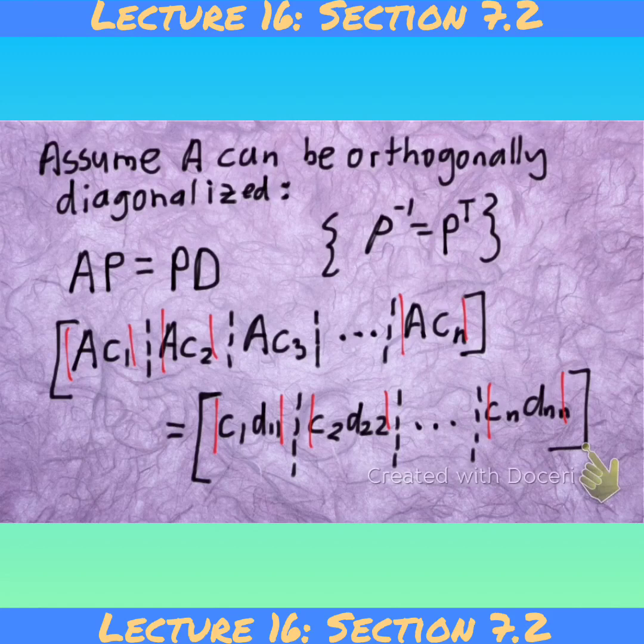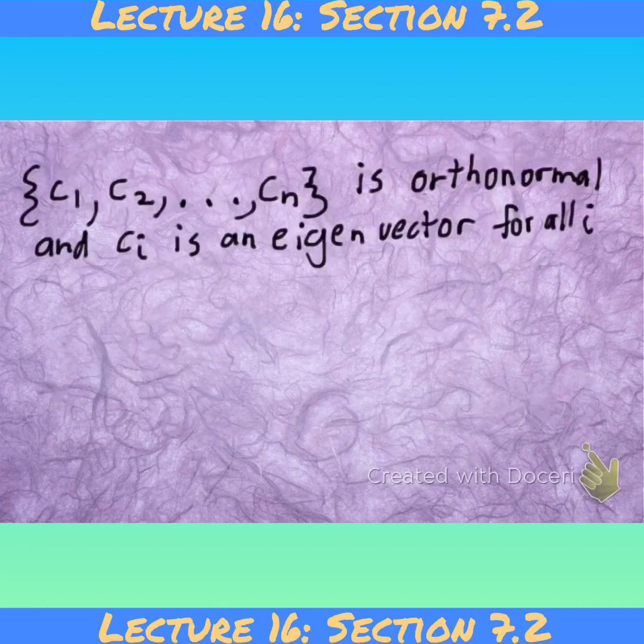Remember, P is invertible. So therefore, none of these columns can be zero vectors. Okay, so all these columns are non-zero vectors, and therefore they are eigenvectors because they satisfy the eigenvalue equation. Okay, right. And why are they orthonormal? In other words, why are the C's pairwise orthogonal? And why do they all have norm 1?